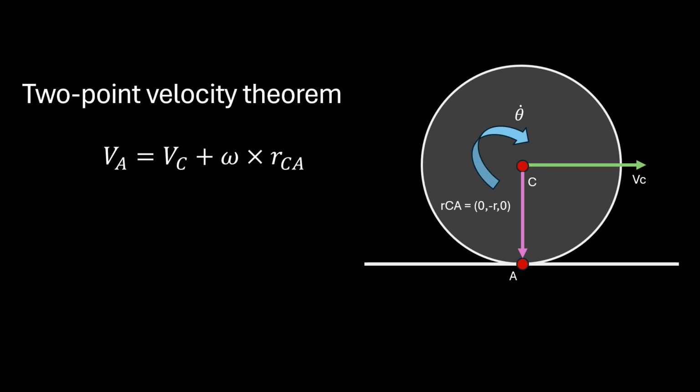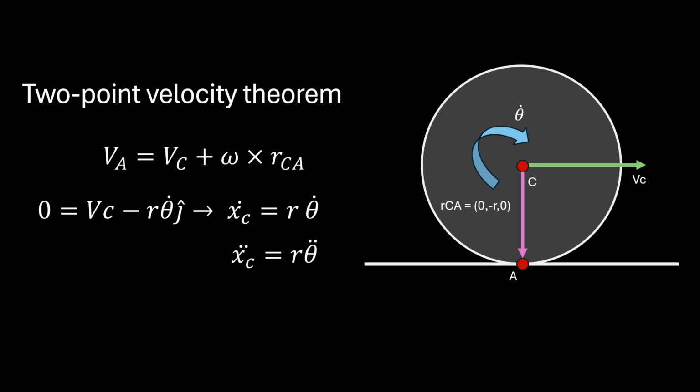The velocity at A is known to be 0. The angular velocity only has a k component of negative theta dot due to our direction of rolling being to the right, and the radius vector only has a j component of negative r. This solves out to suggest that x dot, the velocity of C in the x direction, is equal to radius times theta dot. By taking another derivative with respect to time, we can reach another expression for the acceleration. These terms will be useful in solving for rolling behavior of cylinders.